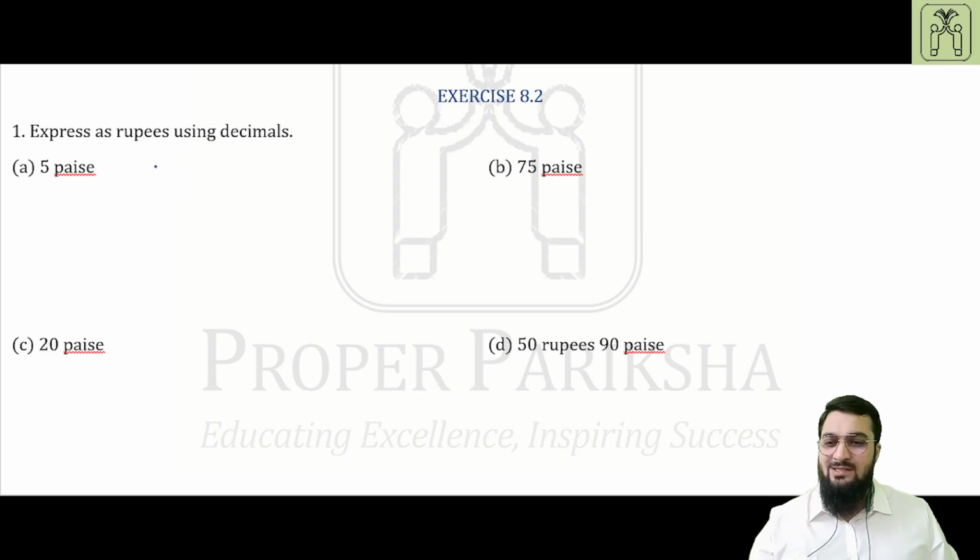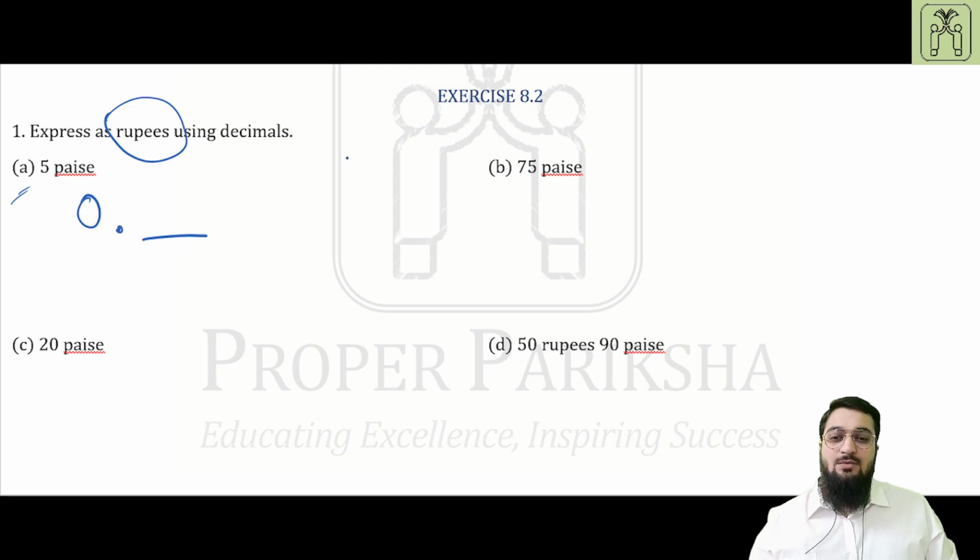Question number 1 says express as rupees using decimals. The whole quantity has been mentioned as rupees, and the parts that comprise the whole are mentioned in the questions A, B, C, D, etc. So first of all we'll write a decimal point. As in this question there is no whole part mentioned, we'll write a big zero over here and a decimal point, and after that we'll leave a space.